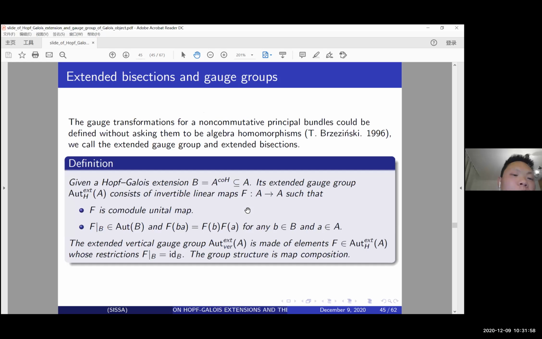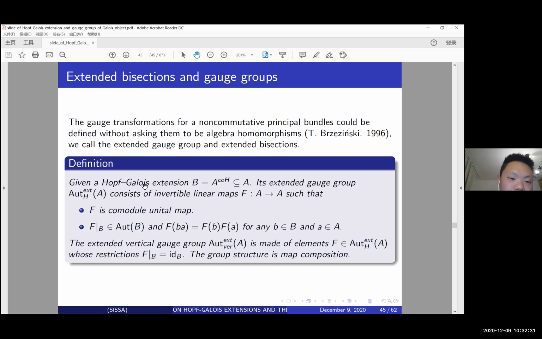Okay, but usually we can see, as algebra maps, there is too much restriction on the group of bisection and the group of gauge transformation. So when we define a new bisection and gauge group without asking them to be algebra homomorphisms, this was first introduced by Thomas Pirkinski. And in this talk, we will name them extended gauge group and extended bisection, which mentions the difference between the previous one and the new one.